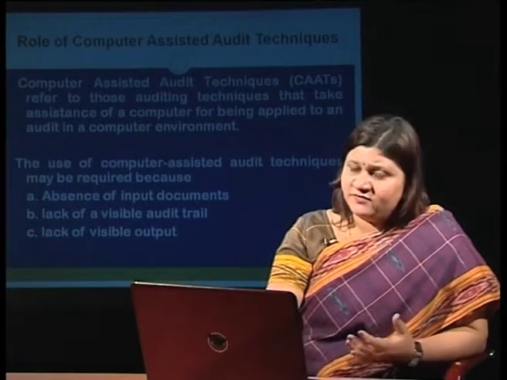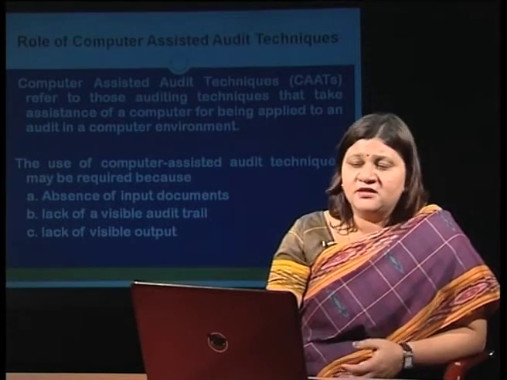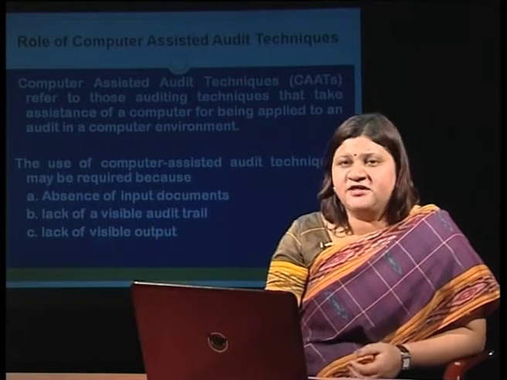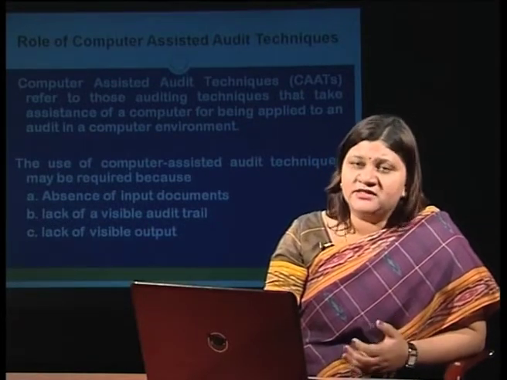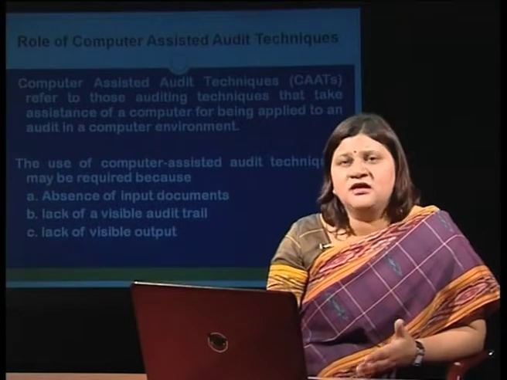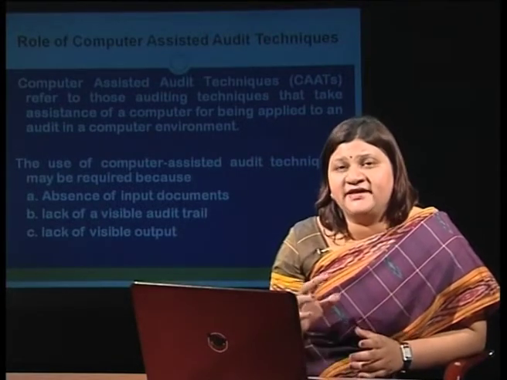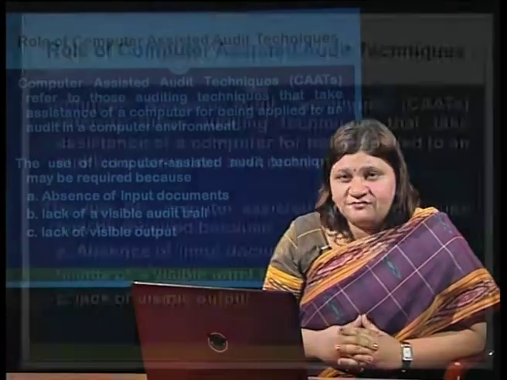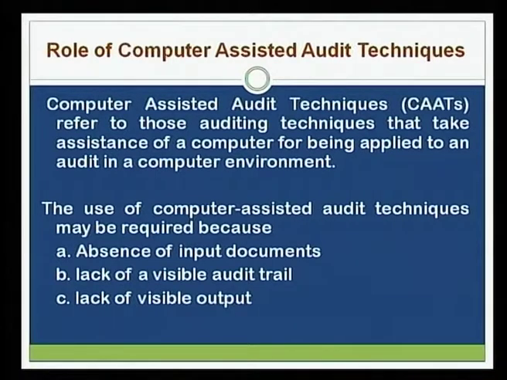Now, let us understand one very important concept in relation to the CIS environment, that is, how computer assisted audit techniques would be useful for conducting an audit where the audit is done through the computer. That means there is a complete computerized process, and what the auditor is required to do is use certain techniques to do the audit. So, CAT, which is commonly known as computer assisted audit techniques, refers to those auditing techniques that take the assistance of a computer for being applied to an audit in a computer environment. So, they are auditing techniques only, and certain programs are drafted in such a manner that audit techniques can be applied to conduct an audit on a particular procedure.